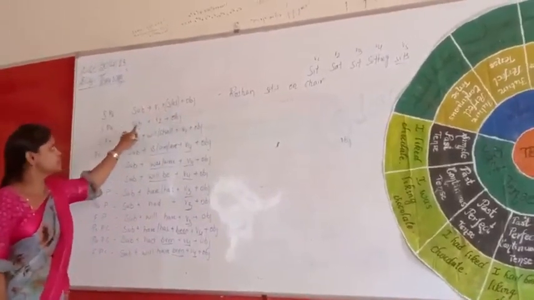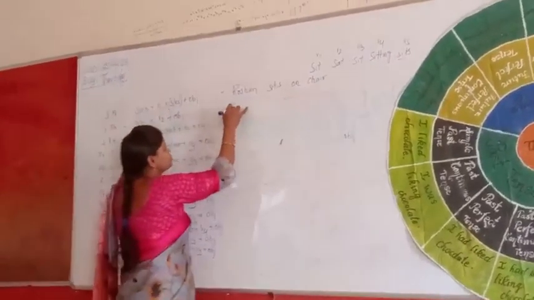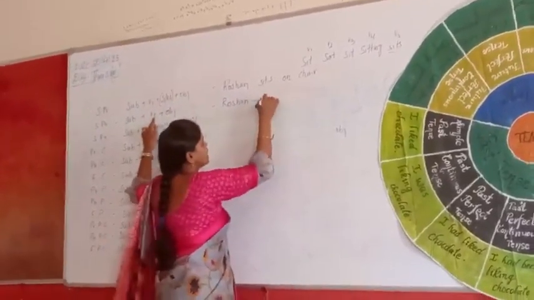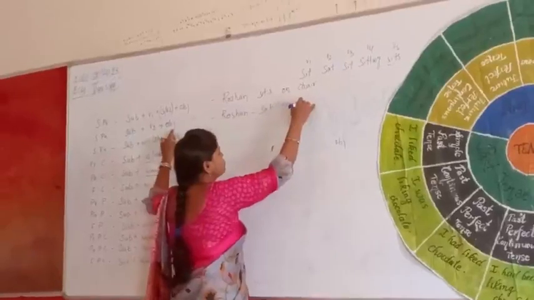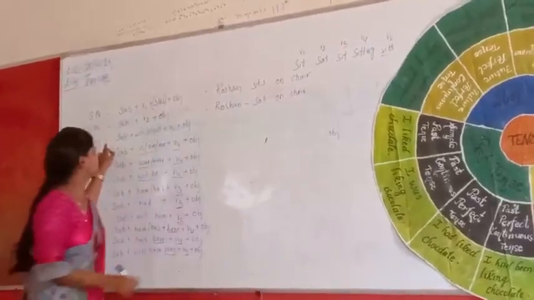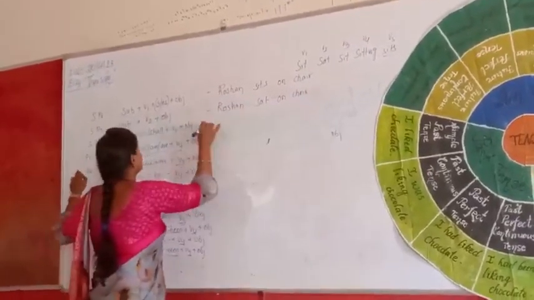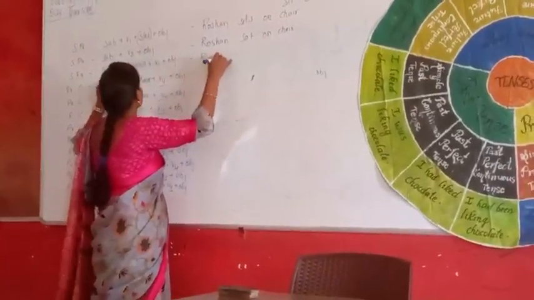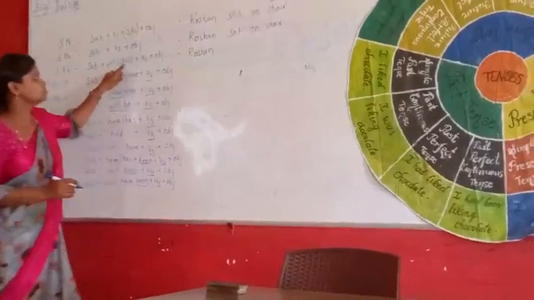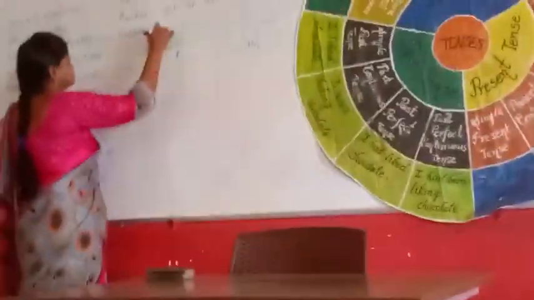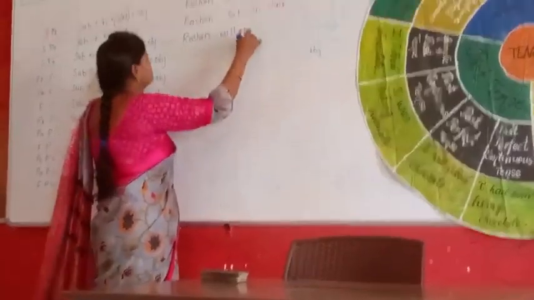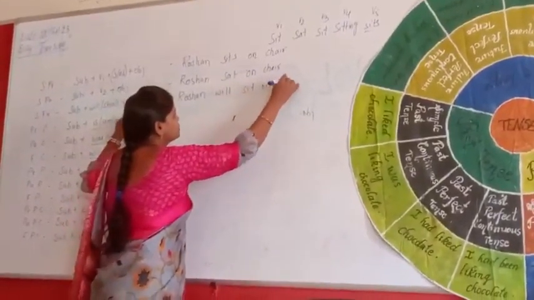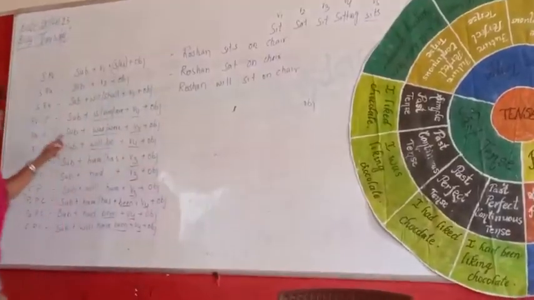In the same way, simple past. Subject is Roshan. What is the V2 of sit? Sat. And object is on chair. Next is simple future. Subject is Roshan, we can use will or shall plus V1. Sit on chair. Roshan will sit on chair.